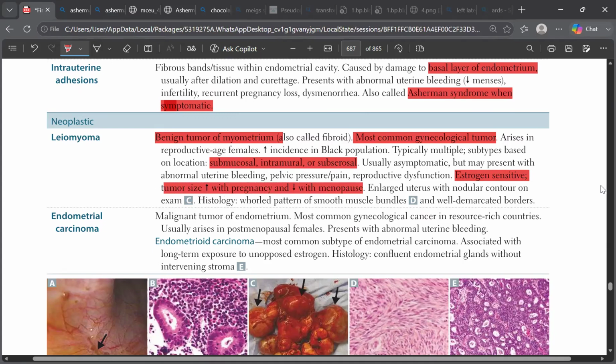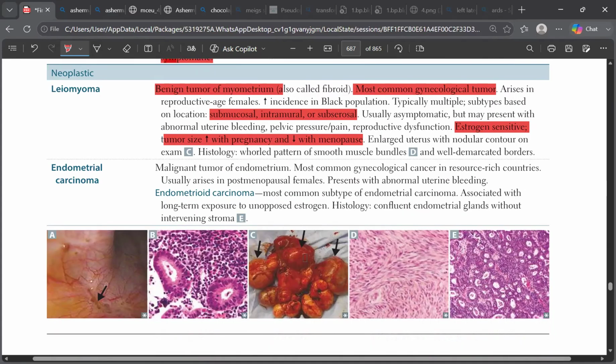There's an enlarged uterus with nodular contour on exam. The uterus is enlarged and there's going to be a nodular contour because these are the nodules that are present in that fibroid mass. The histology would be a whorled pattern of smooth muscle bundles and well demarcated bodies. This is a whorl pattern of smooth muscle bundles of the uterus, and there is a well demarcated body.